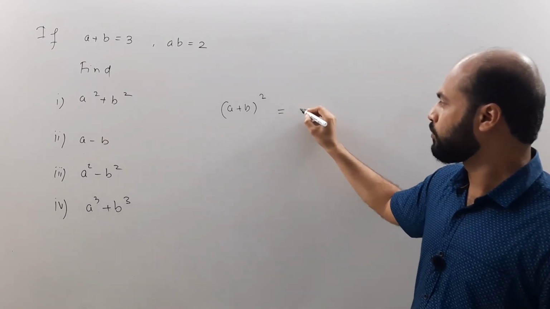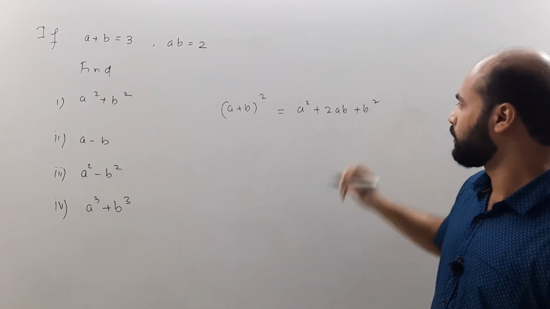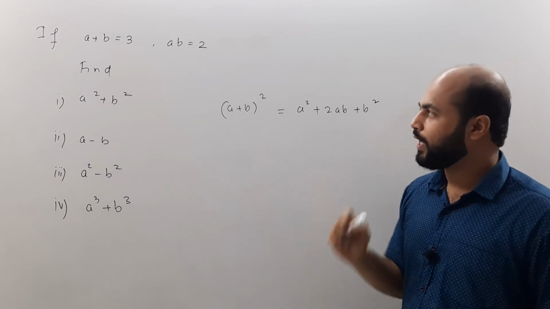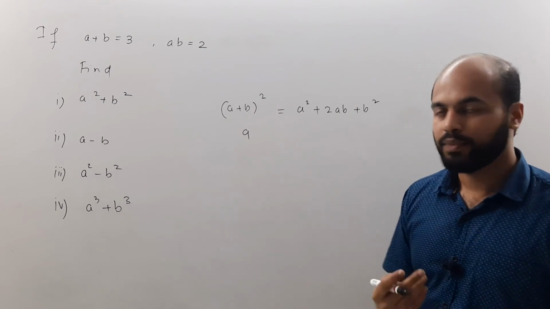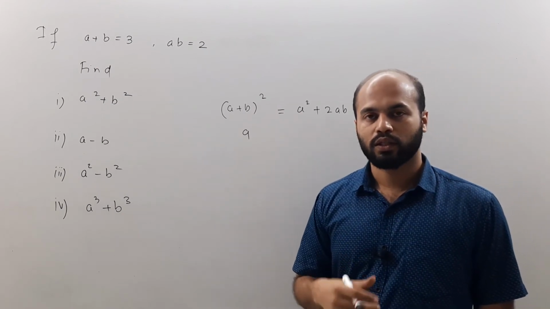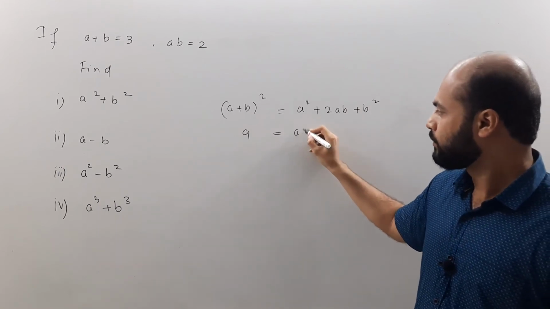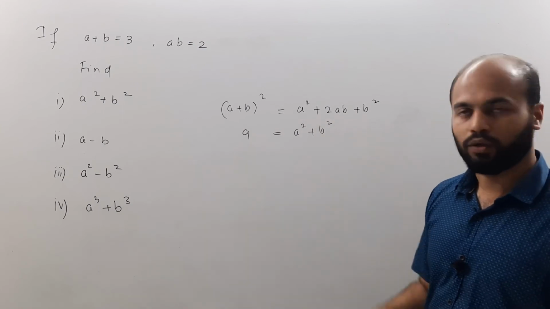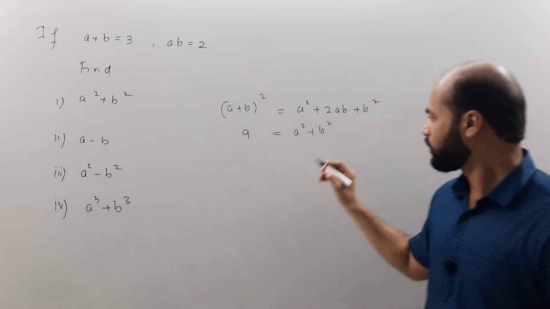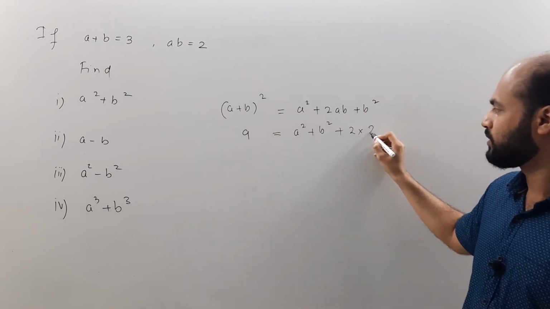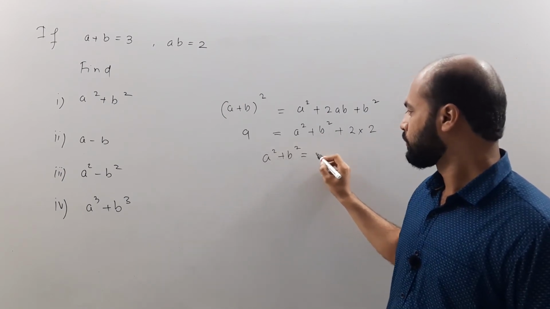So a plus b the whole square would be a square plus 2ab plus b square. This we have learnt. But we know that a plus b is 3, so the square of it would be 9. And a square plus b square is the quantity that we want. We don't know it. So 2ab, where ab is given to us as 2, this could well be written as 2 into 2, that is 4. So it means that the value of a square plus b square is 5.